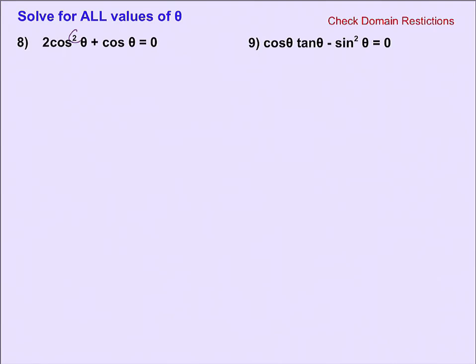Whenever we have two different types of trig functions, either a sine and a cosine, or a cosine squared and a regular cosine, or any combination like that, we're really only going to be able to solve by factoring. So that's what I'm going to do here. I'll pull out the cosine of theta, which leaves me with 2 cosine theta plus 1 equals 0, and then we can split and solve. So this is very similar to the one we saw on the last screen.